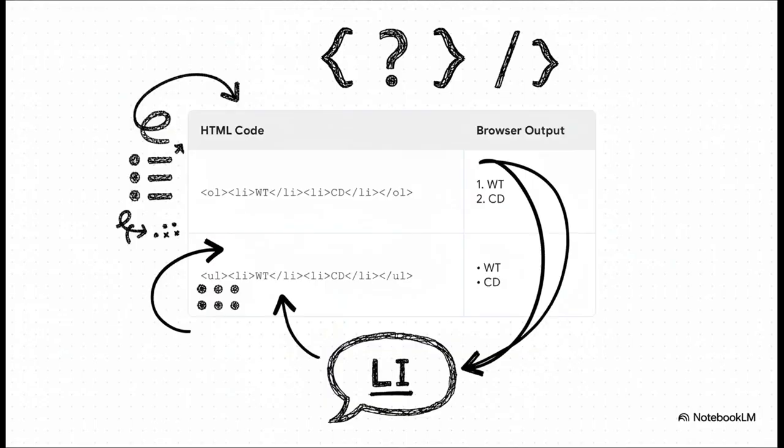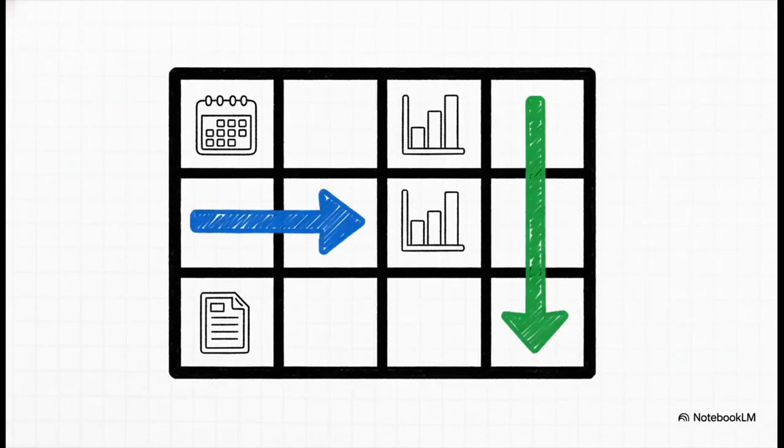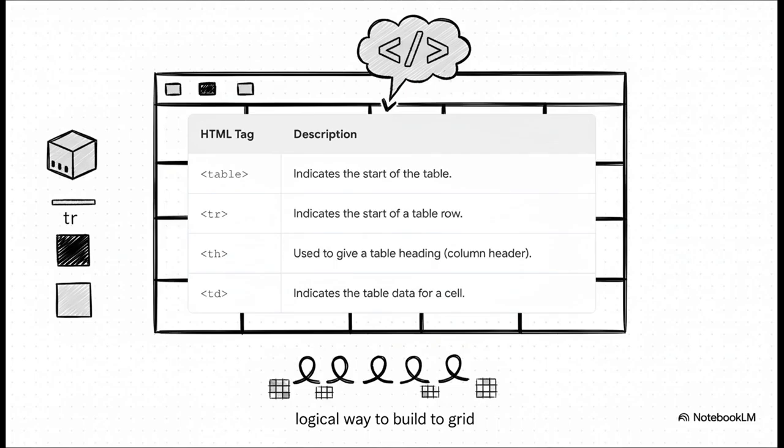Simple as that. But you know, for really structured data, there's nothing better than a table. Tables are designed to put information into a nice, clean grid of rows and columns. This is perfect for stuff like schedules, financial data, or really any kind of comparison. Now, let's break this down real quick. It might look like a lot of tags, but it's super logical.